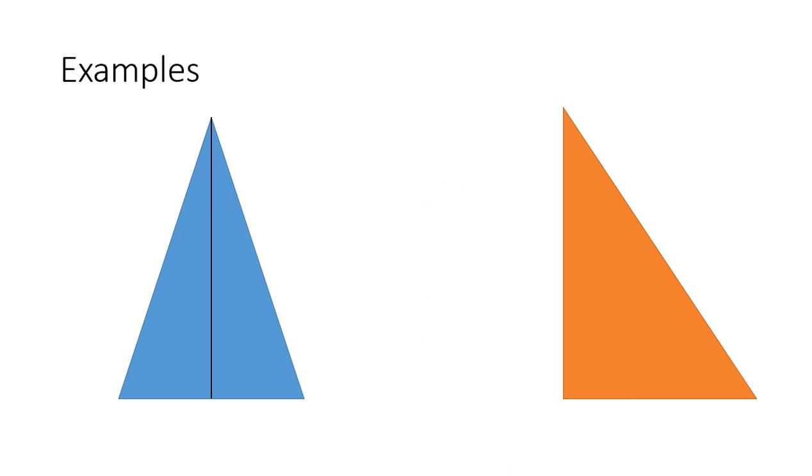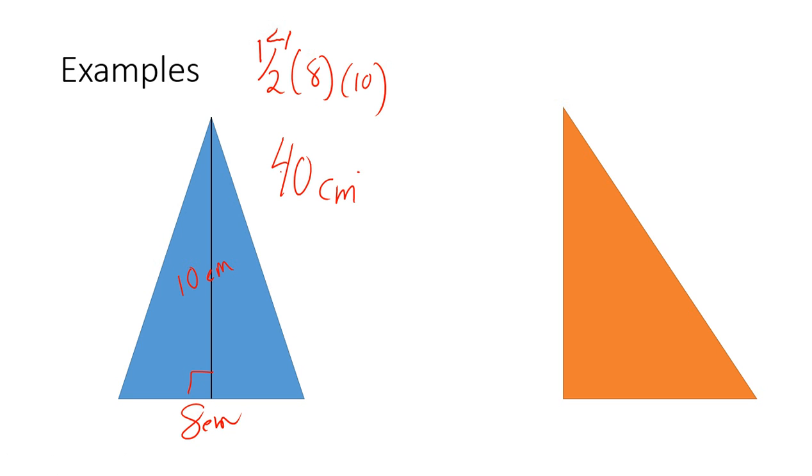Alright, so let's do 2 quick examples. So the first one, we have a base of, let's say it's 8 and a height of 10. We'll say this is in centimeters. So we have our base and our height, and what we want to do is find what our area would be. So we'd plug it into the formula of 1/2 times 8 times 10 to find our answer, which gets us 40 centimeters squared.